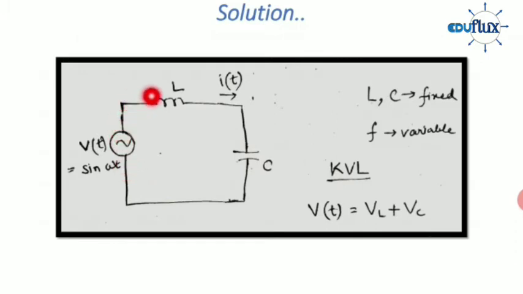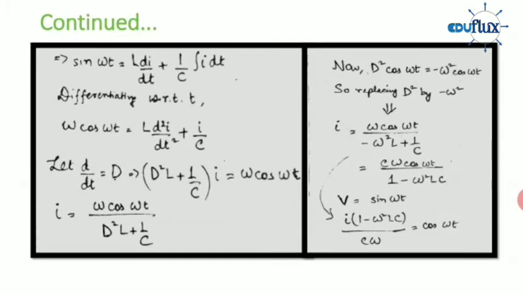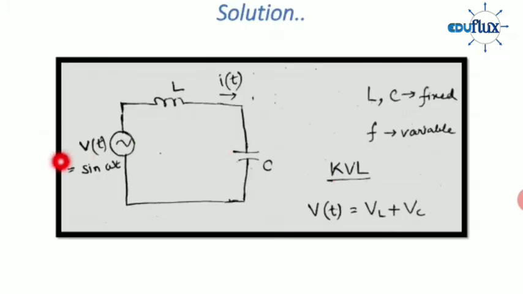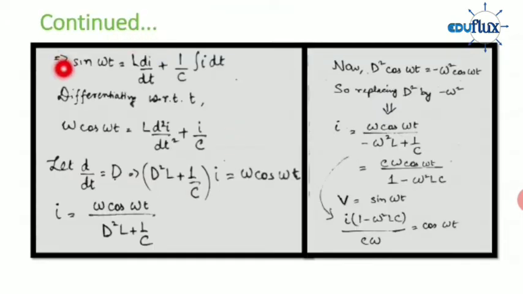Writing the KVL equation for this network, V of t equal to V of L plus V of C, voltage across the inductor plus voltage across the capacitor. Now V of t is given as sin omega t, VL is L di/dt, and VC is 1 by C integration of I dt. So writing the voltage in terms of this current, sin omega t equal to L di/dt plus 1 by C integration I dt.